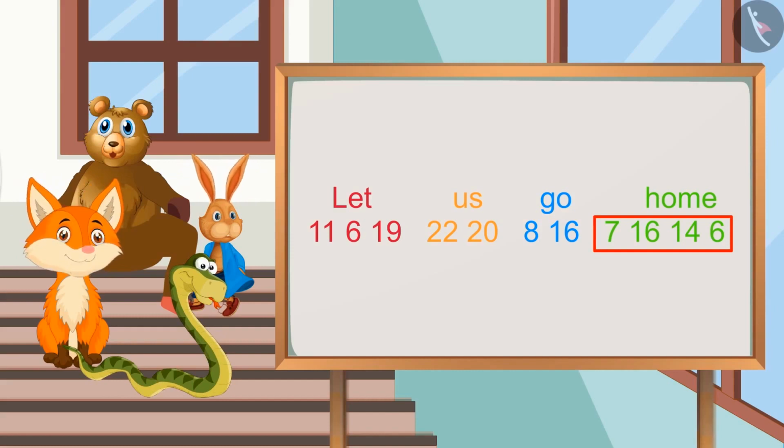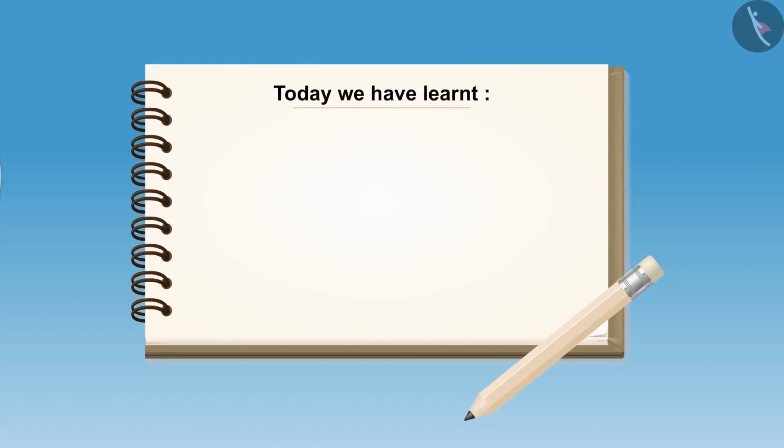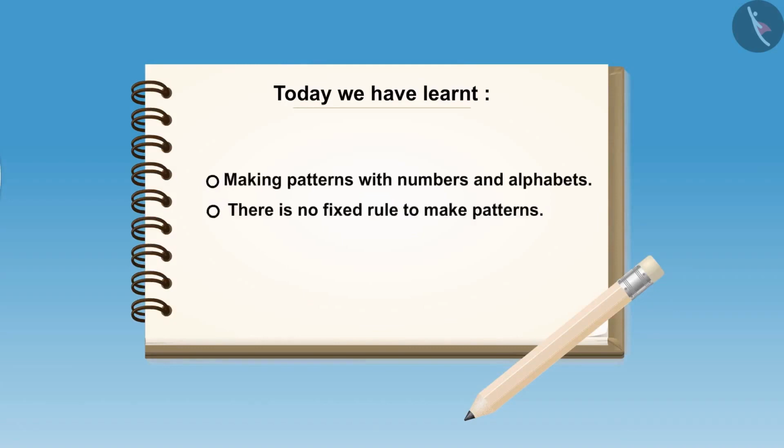So kids, this is it for today. Today we have learnt about making patterns with numbers and alphabets, and that there is no fixed rule for creating such patterns. We can easily make them by using our own rule.